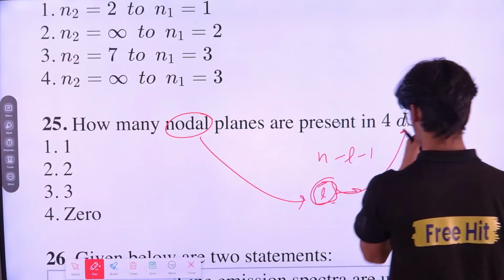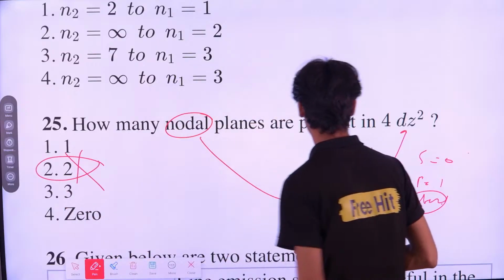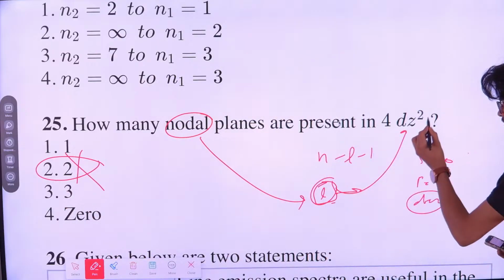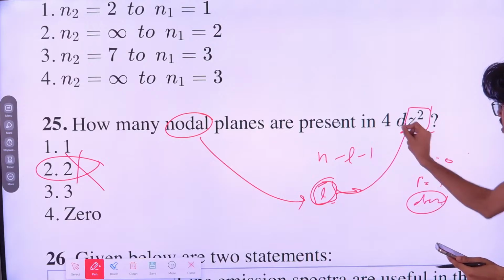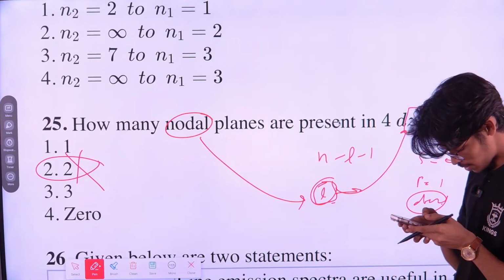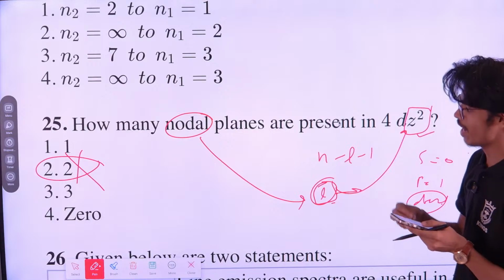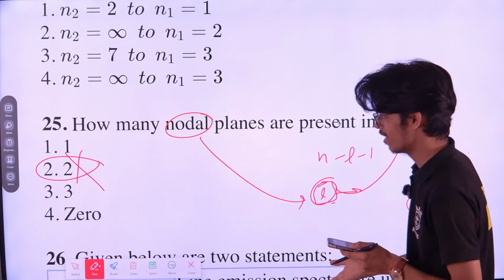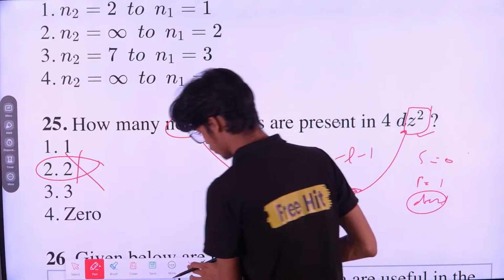Wait. This can be the answer, but no, you're wrong. There is a reason they have given this z square. Can you tell me how the dz square orbital looks like? Kanishka is saying option number 2. Still you guys are incorrect. You have used the right method, but you are incorrect. Why? I'll tell you one reason for it.